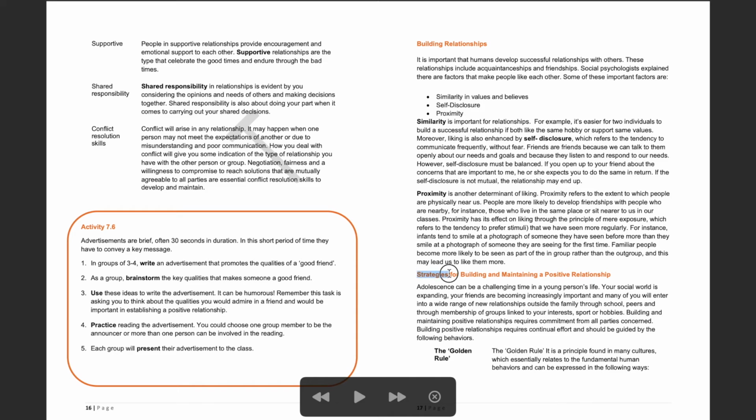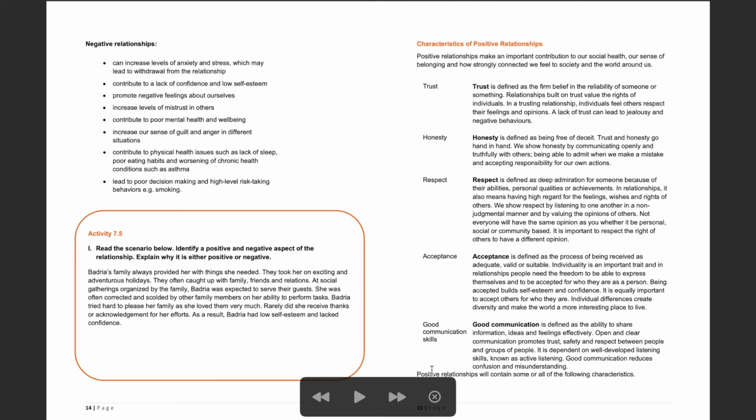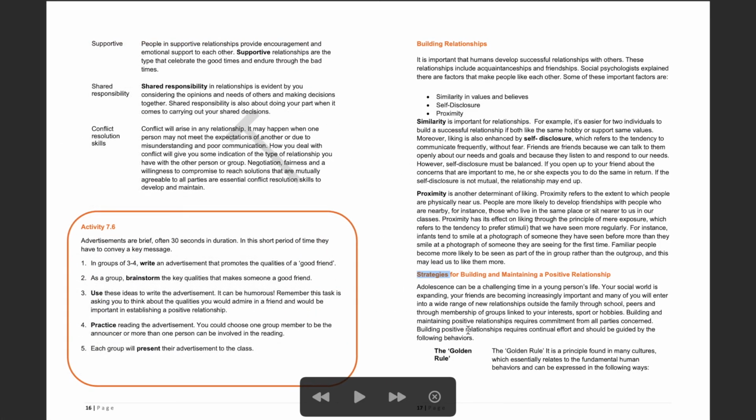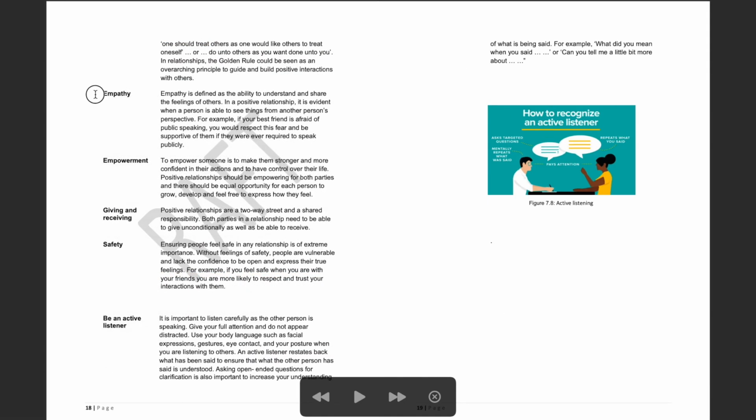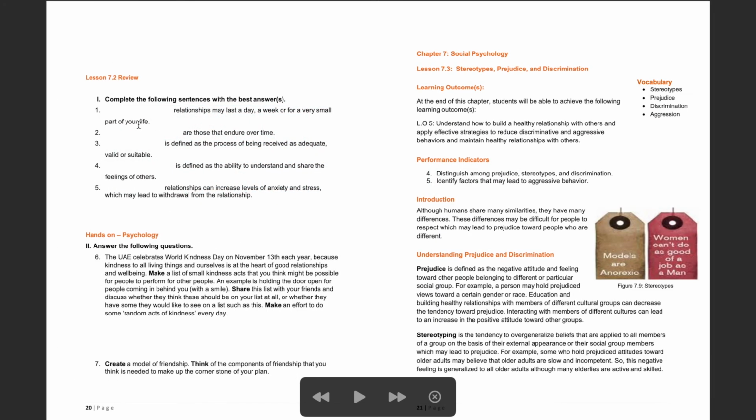As you go next, these are the strategies. The previous one was characteristics. Now here on page number 17 you have the strategies, like the golden rule, empathy, empowerment, safety, like this. And active listening, you should listen to your parents, and so on.